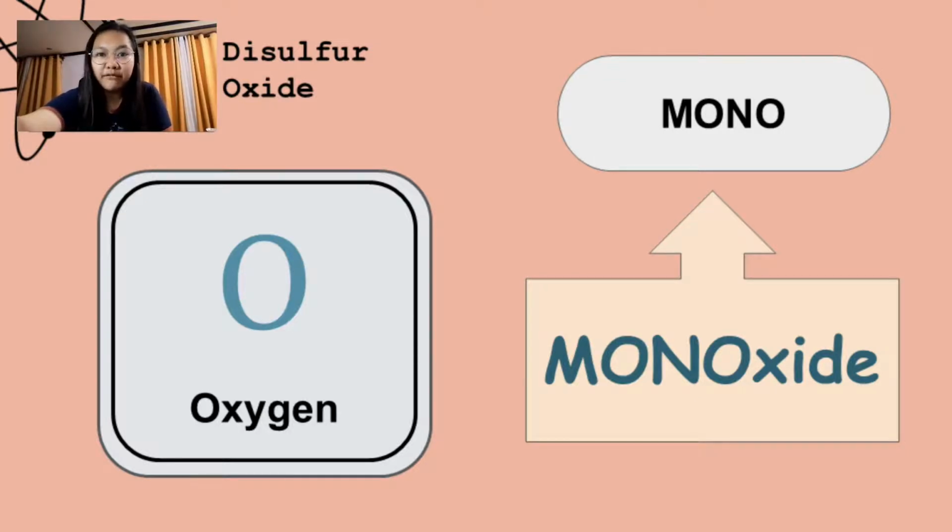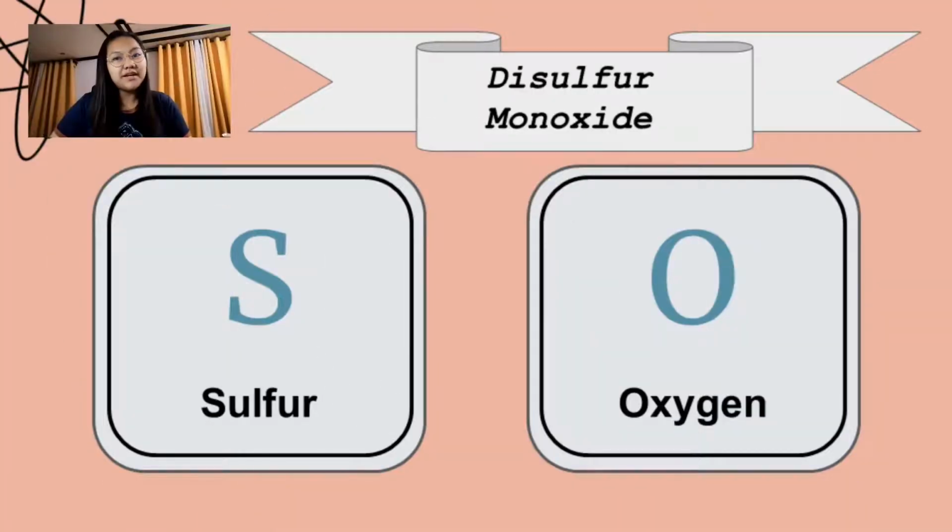But why did we add the prefix mono in the second element? It is because the rule says so. Rule number 4. The prefix mono is never used in the first element. And we will arrive at the correct answer, which is disulfur monoxide.